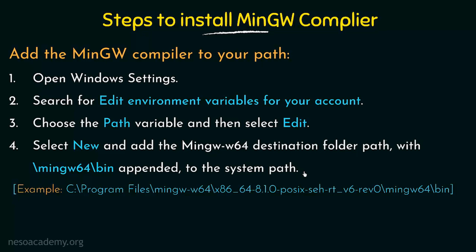So in order to do this, you have to know where the MinGW compiler has been installed in your system, and you have to navigate to this bin folder, and then this complete path has to be copied and it has to be pasted in our path variable. So this will differ from system to system, so I will show you how to do it.